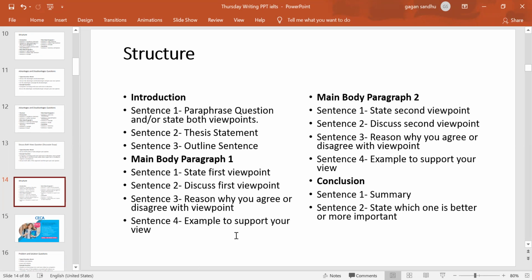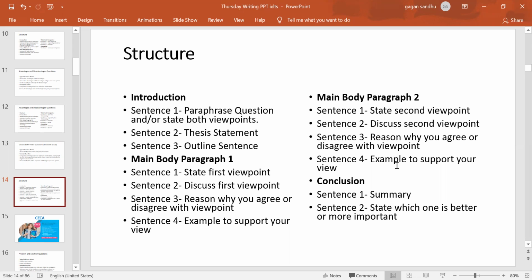Then an example to support your view, you will be writing an example to support your view here. Then you will follow the same trend for the other side, but here you are writing the negative trend of the people who are saying it's a negative development, why it is, the reasoning, you agree or disagree with this point, and you are explaining your viewpoint with an example here, right?